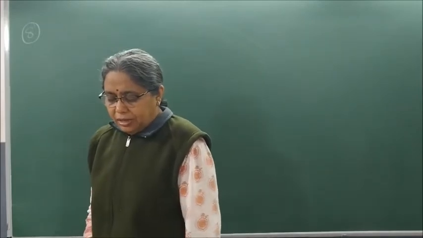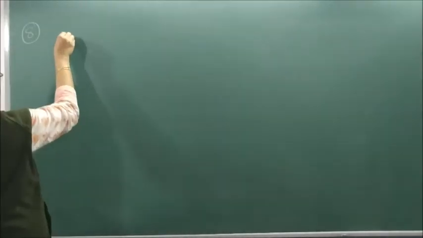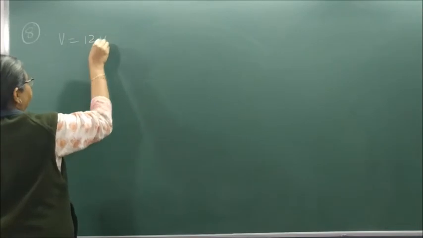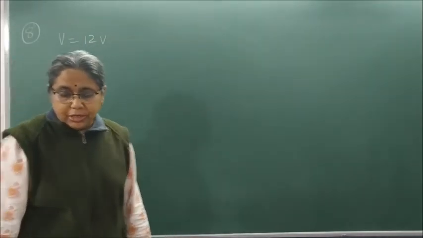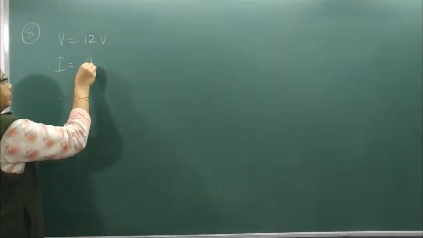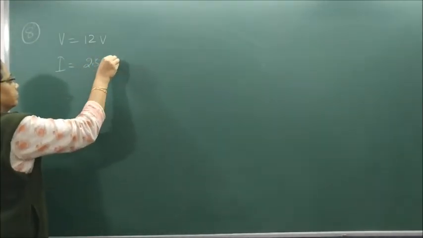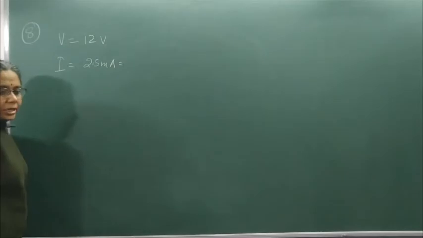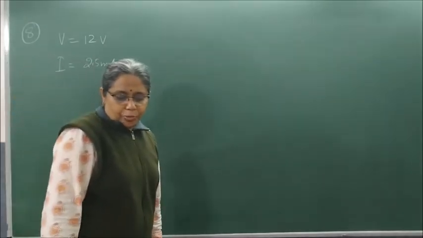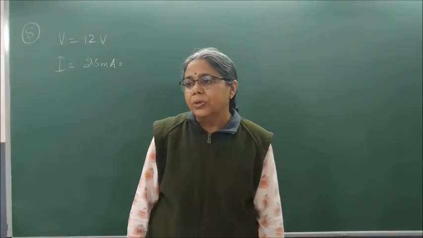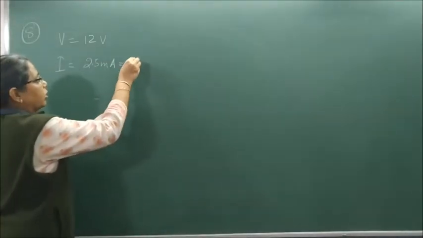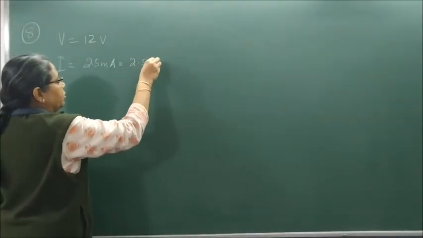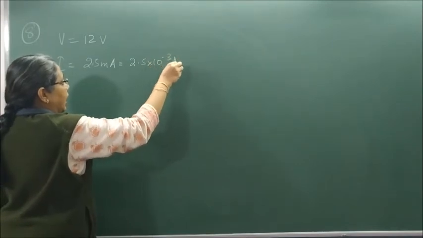So first thing, V is given as how many volts? 12 volts. I is given as how many milliamperes? 2.5 milliamperes. We need to convert it into amperes. 2.5 milliamperes, milli is 10 to the power minus 3. So you get 2.5 into 10 to the power minus 3 amperes.